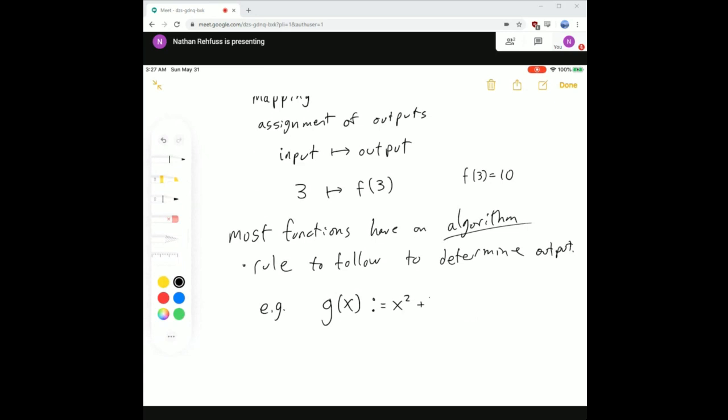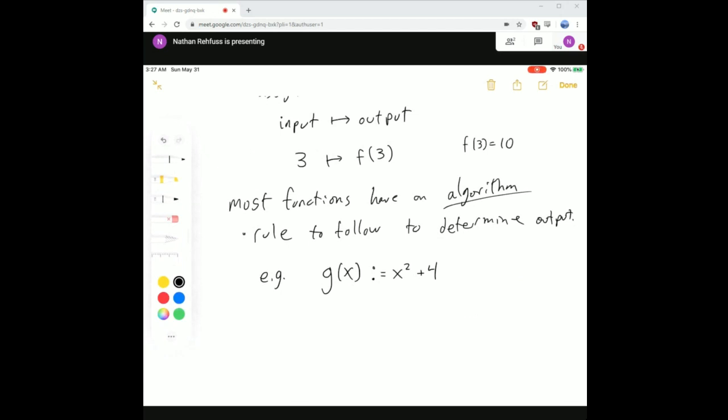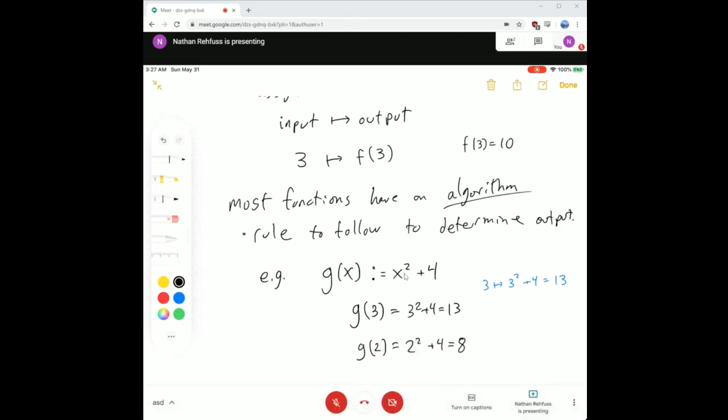So then what's going to happen? If I give it the input, so if I give g the input 3, it's going to give me 3 squared plus 4, which is 13. So I would write g of 3 equals 3 squared plus 4, which is 13. Or g of 2 equals 2 squared plus 4, which is 8. So this rule, whatever input I give it, this rule tells me how to get the output.